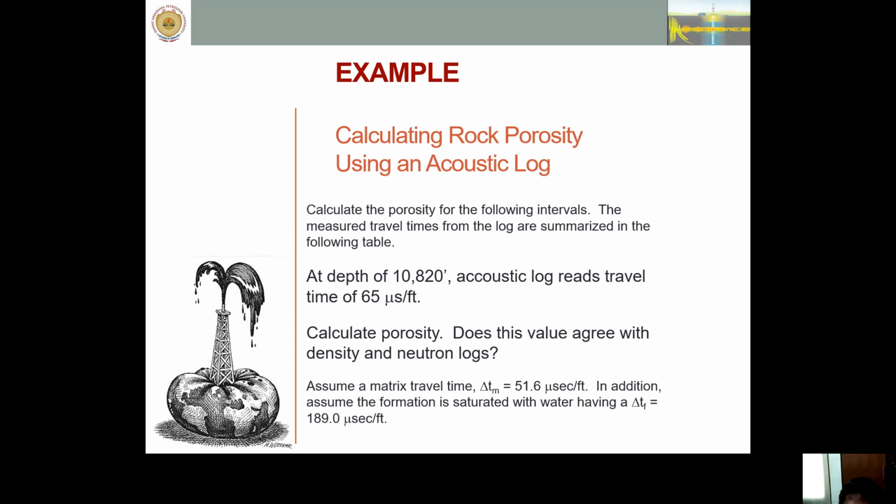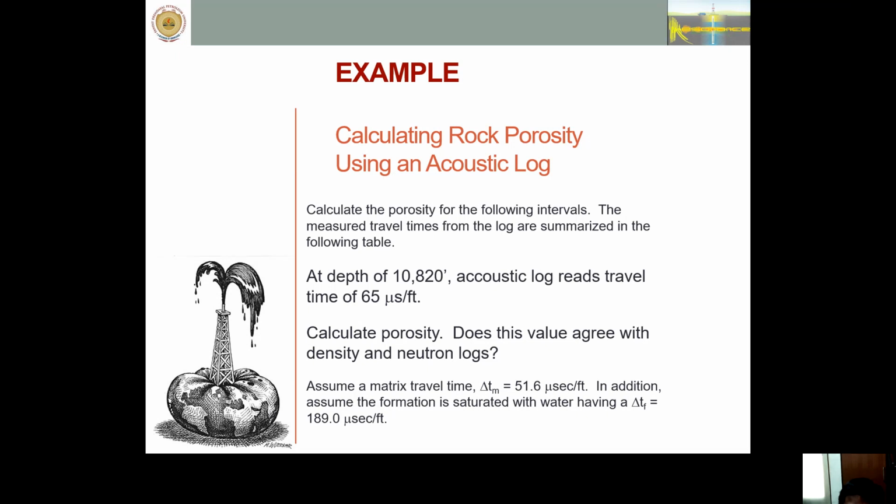Here is the example, where we are talking about calculating the porosity for the following intervals. The measured travel times from the log are summarized in the following table. At a depth of 10,820 feet, the acoustic log read a travel time of 65 microseconds per foot. Calculate the porosity, and also discuss: does this value agree with the density and neutron log?